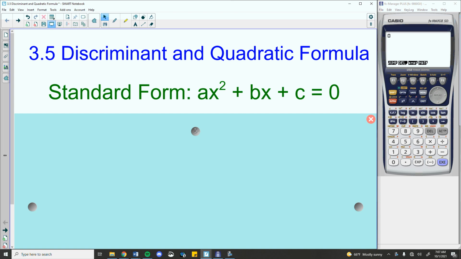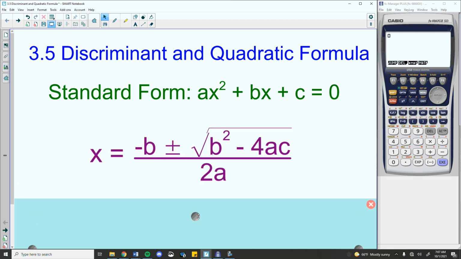Your quadratic formula you've learned before. Just to refresh your brain, x equals negative b plus or minus the square root of b squared minus 4ac, all over 2a. Take a second, make sure you write that down. Super, super important that you have it written down and that it's correct. Negative b plus or minus the square root of b squared minus 4ac all over 2a.